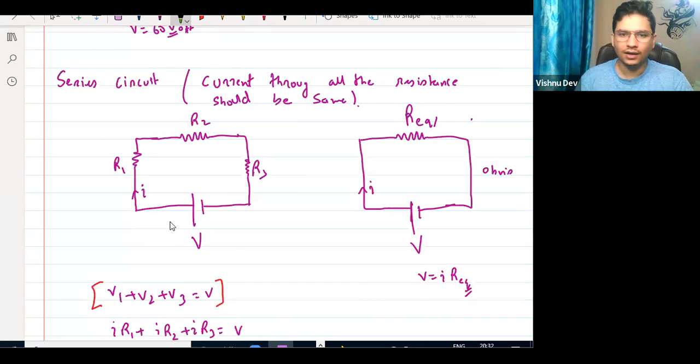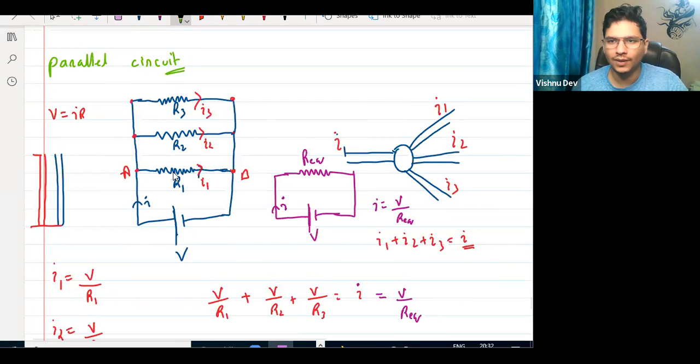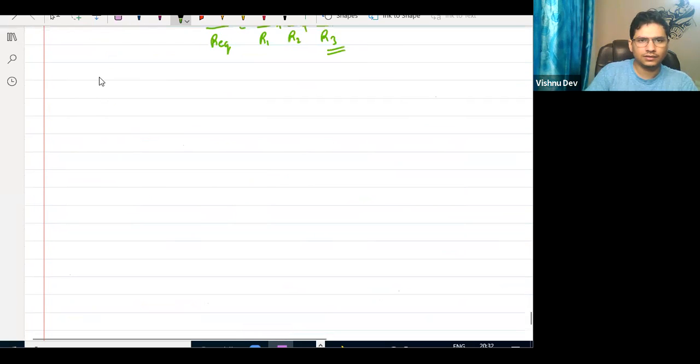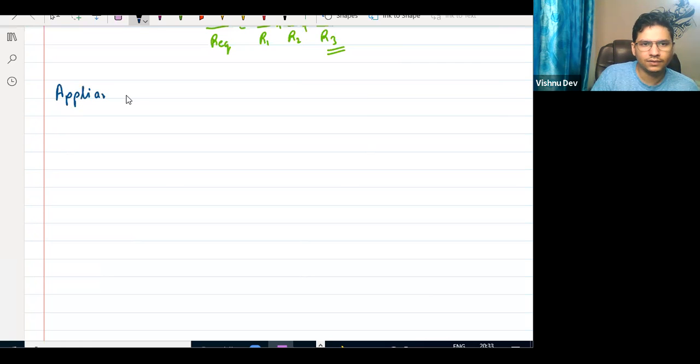But in parallel, even if the bulb fuses, is there any difference for the fan, AC and TV? No, because current is fused in only one path and the rest of the paths keep working. So in our home, appliances are connected in series or parallel? Parallel. Connected in parallel. Very good.